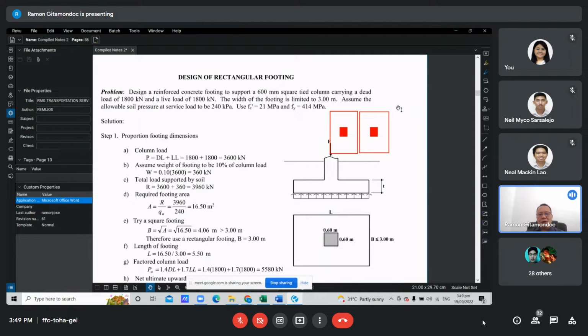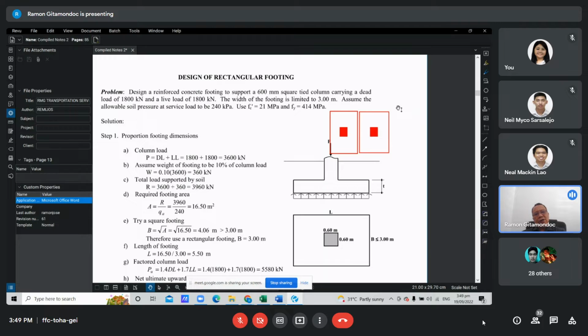Of course, all things being equal, the most economical footing is the square footing. Mao na siya atong first option. Mo gamit lang tayo ug rectangular footing kung naay mga limitations no. For example, ning duha ka situations nga atong gi-discuss. The column is placed too close to the property line or the two columns are placed close to each other.